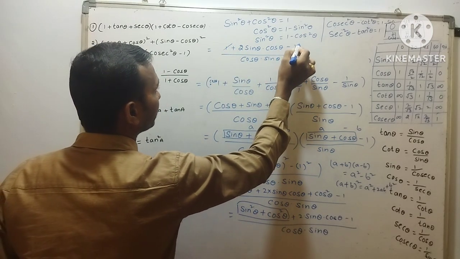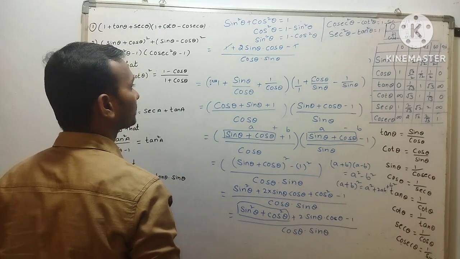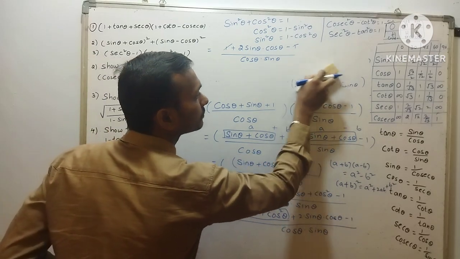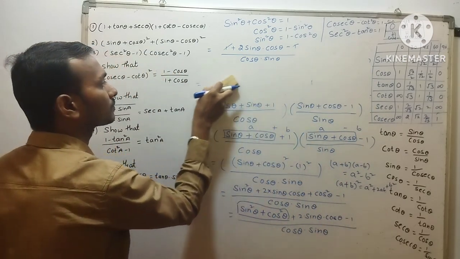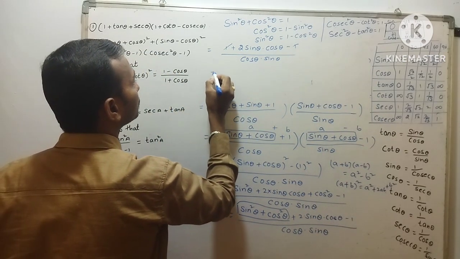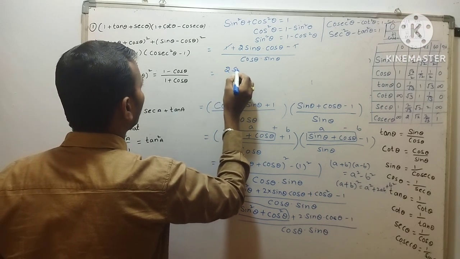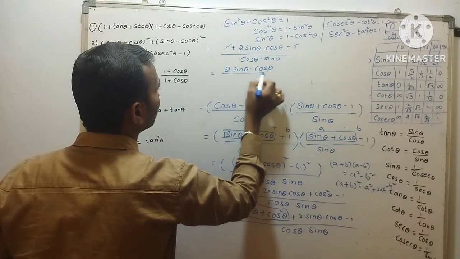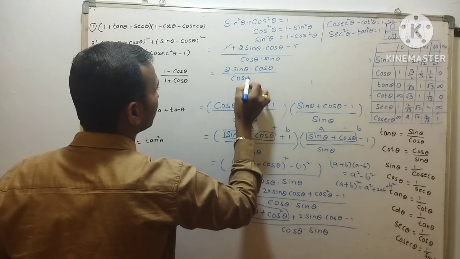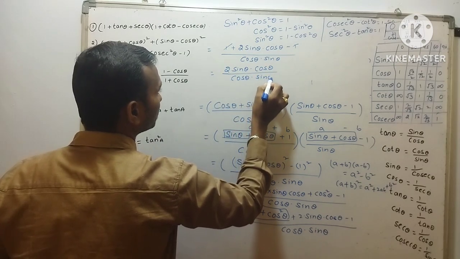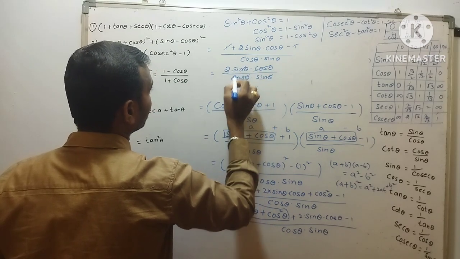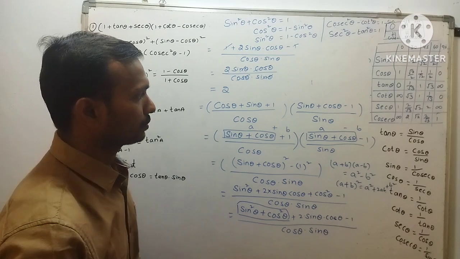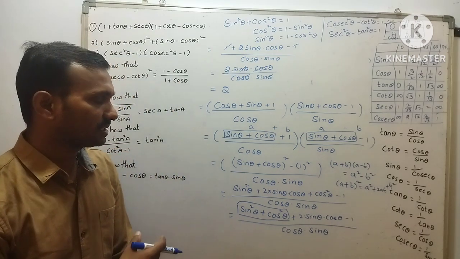So plus 1 minus 1 cancel. So we are left with 2 times sin theta into cos theta by cos theta into sin theta. Cos, sin both get cancelled. The answer is 2. Just check once again.